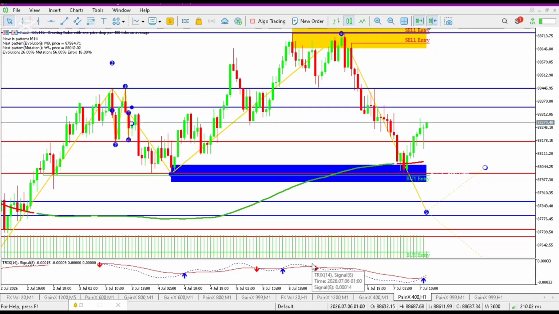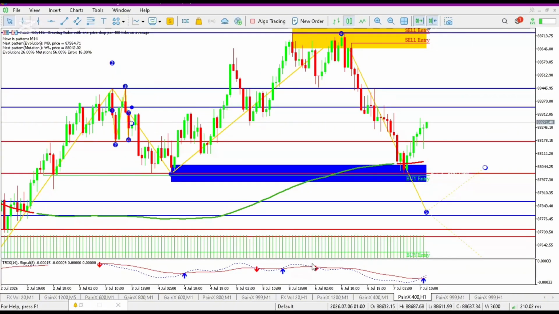On Pain X indices, we trade spikes going down, but on Gain X indices, we trade spikes going up. So which means on Pain X we sell, on Gain X we buy. That is if you want to trade spikes. But if you want to trade against spikes, then it's now vice versa.